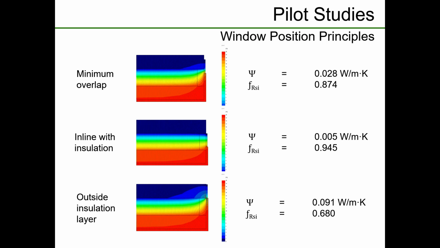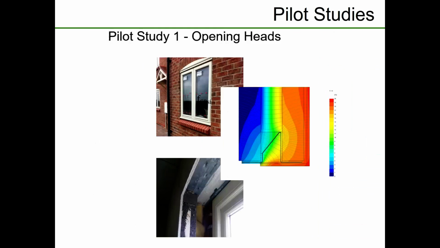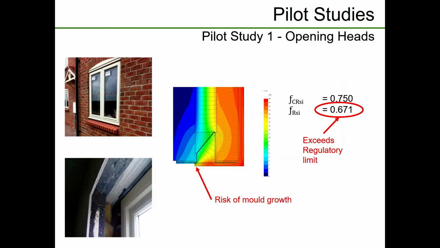Okay, what happens if we take the window completely outside of the insulation layer there? You can see the heat loss goes up, the temperature factor goes down, and it fails building regulations. Now you think surely nobody in their right mind would do that. Look what I found. Right, okay, so the design of this actually did have that minimum overlap.